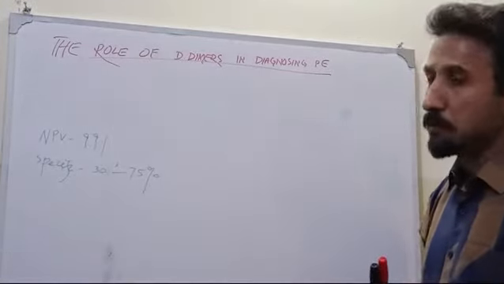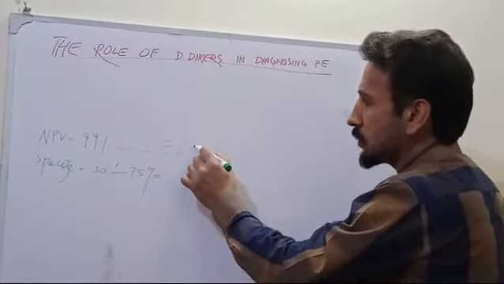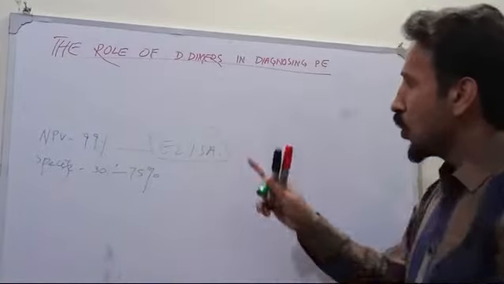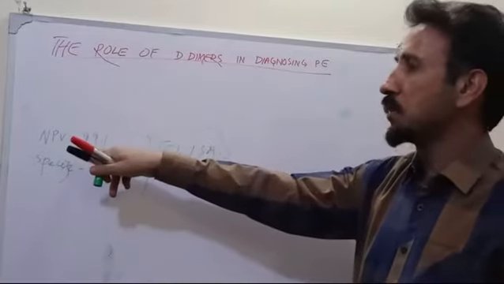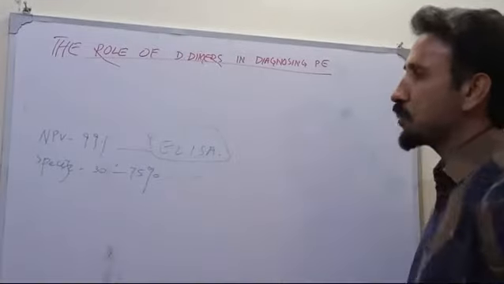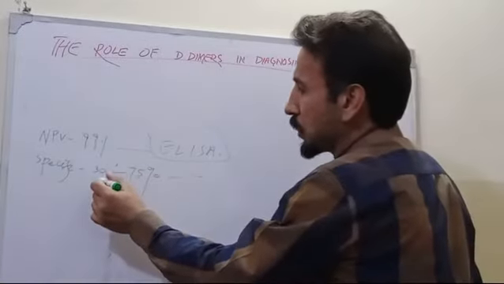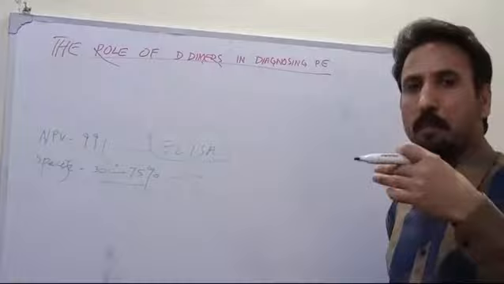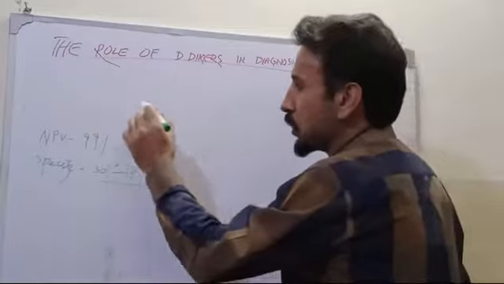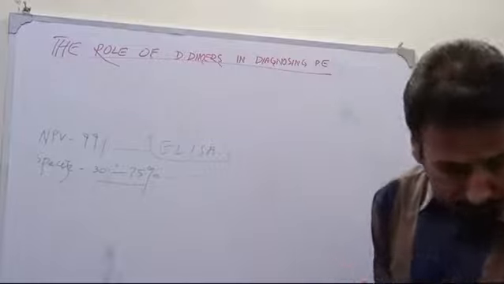If it is measured by the ELISA method, the negative predictive value for the pulmonary embolism is 99%, while the specificity of the D-dimers for the diagnosis of the pulmonary embolism is 30 to 75% based on different methods of determination of these D-dimers. So D-dimers should not be taken as the sole parameter for the diagnosis of pulmonary embolism.